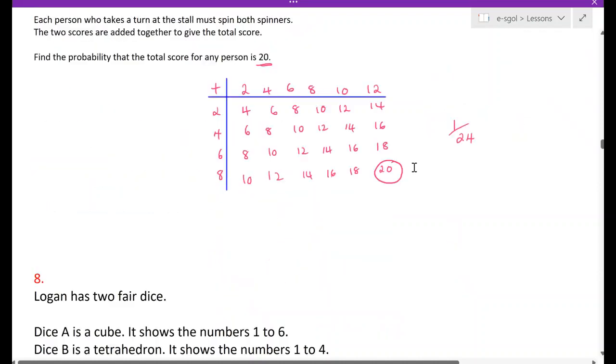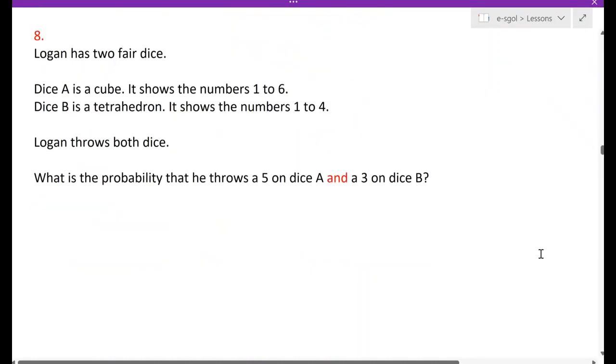Let's have a look at another question. So this one says, Logan has 2 fair dice. Dice A is a cube, it shows the numbers 1 to 6. Dice B is a tetrahedron, it shows the numbers 1 to 4. And a tetrahedron has got 4 faces, so it's just got each of those numbers on one time. Logan throws both dice. What is the probability that he throws a 5 on dice A and a 3 on dice B?